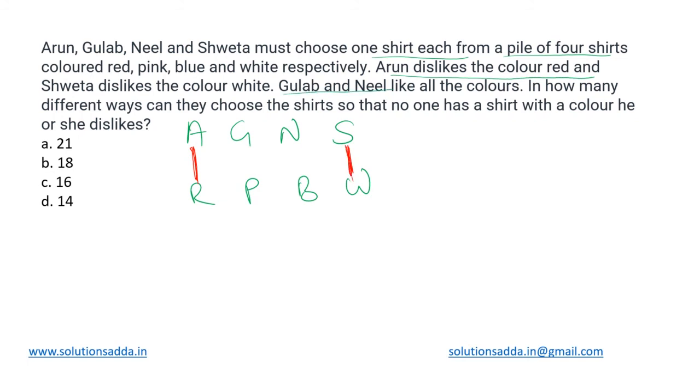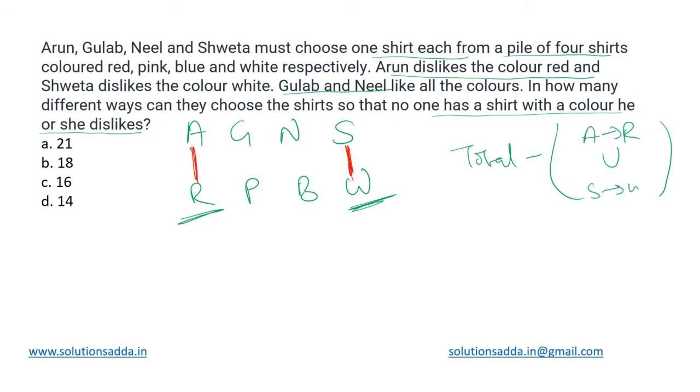Now Gulab and Neil like all the colors. In how many ways can they all choose the shirts so that no one gets a shirt with a color that he or she dislikes? So now we need to find the number of distributions of these shirts among the four friends such that Arun does not get red and Shweta does not get white. Other than that, all the combinations are allowed. So from the total number of combinations, we can subtract these cases when Arun gets red union Shweta gets white.